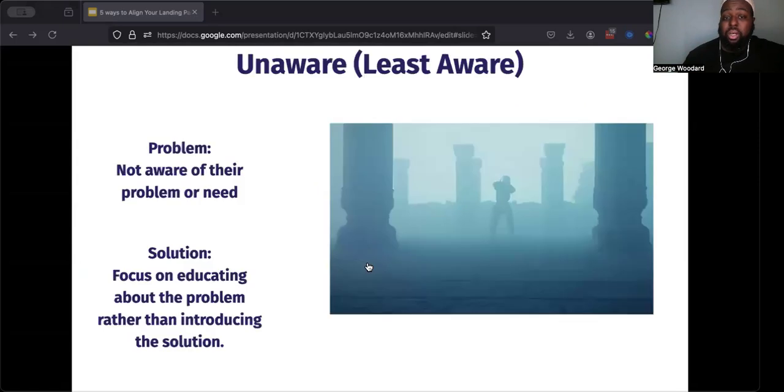So, starting with the first, unaware, they're the least aware. The problem that they have is they're not aware of the problem or need that they actually have. Believe it or not, that's actually a real thing. A lot of people are, I hate to say it this way, aimlessly searching online for things. Guilty. I get to searching, scrolling. Instagram catches a lot of us. But a lot of times customers are not aware of the problem or need that they currently have. And what you could do as a solution for yourself is focus on educating about the problem rather than introducing the solution.